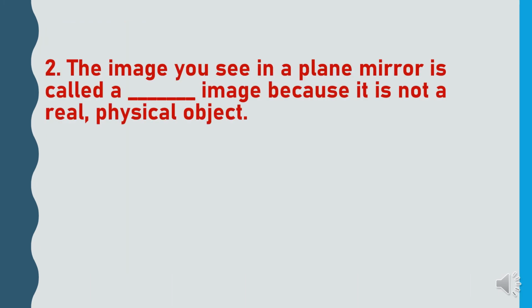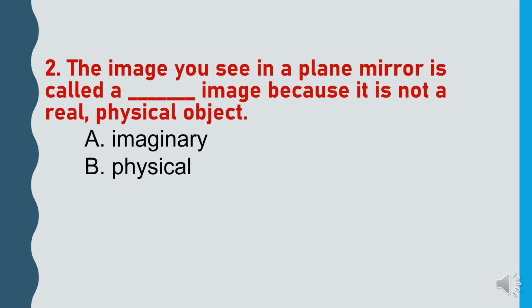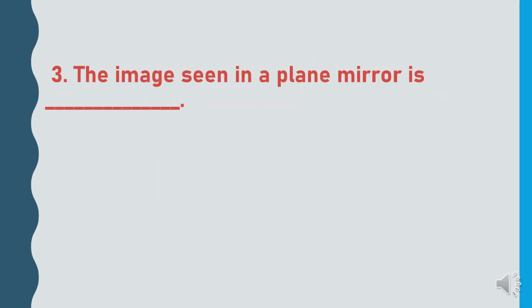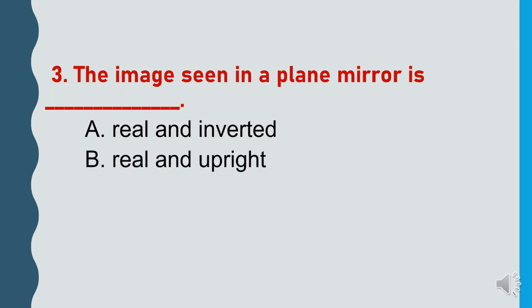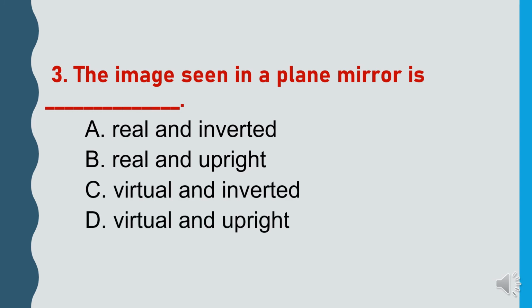2. The image you see in a plane mirror is called a blank image because it is not a real physical object. A. Imaginary. B. Physical. C. Reflected. D. Virtual. 3. The image seen in a plane mirror is blank. A. Real and inverted. B. Real and upright. C. Virtual and inverted. D. Virtual and upright.